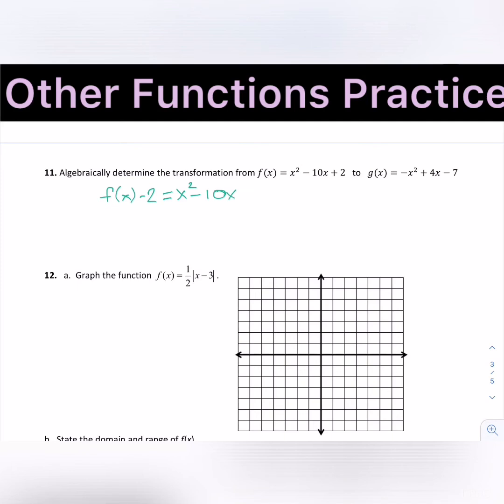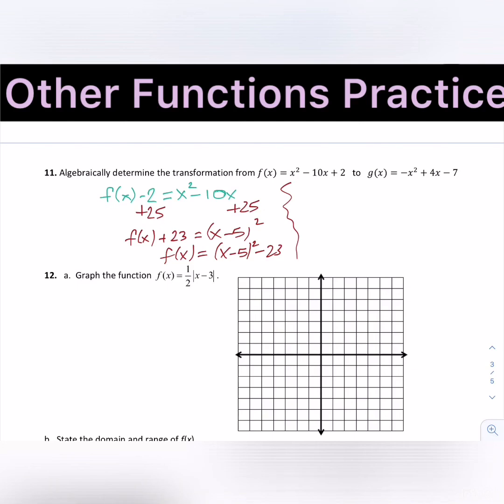And then I'm going to add a number. That number I'm going to add to both sides is half of 10 squared, which is 25. So I'm going to add 25 to both sides. So f of x plus 23 is equal to x minus 5 squared. And so f of x is equal to x minus 5 squared minus 23. So that one is done.